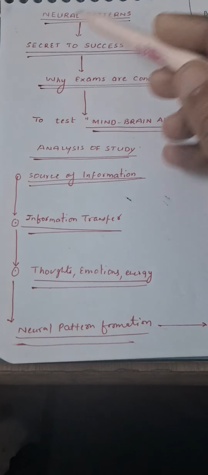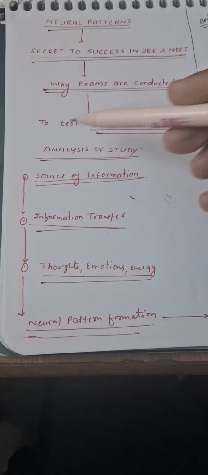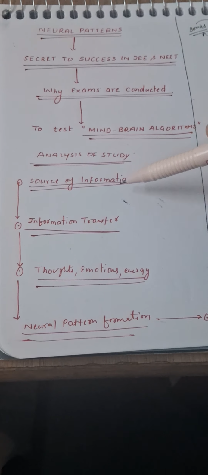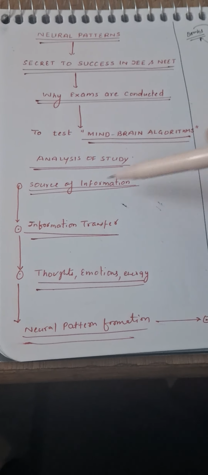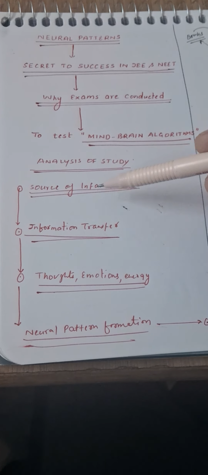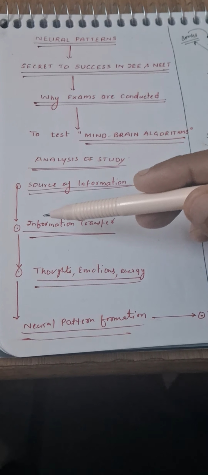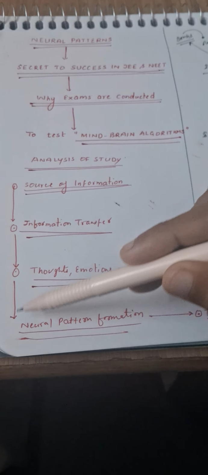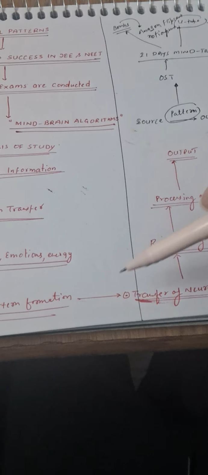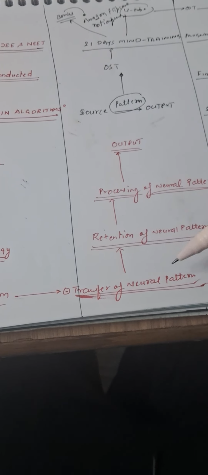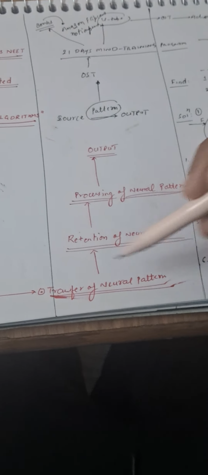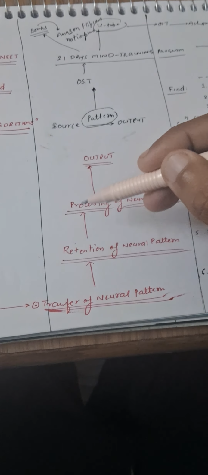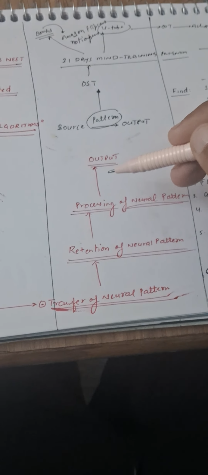So one thing is clear, that exam is about the neural patterns. Now, if we analyze the studies and what we do, when a student starts studying, there is a source of information that may be a book, a teacher, a YouTube video, or anything. Then there is a transfer of information from the source of information to the mind brain system of the student. It induces thoughts, emotions, and energy in the students. And using these, we have to form a neural pattern. And during that, there is a transfer of neural patterns to the mind. And when we answer a particular question, there is a retention of the neural pattern, and then processing of the neural pattern, and then finally we get the output.